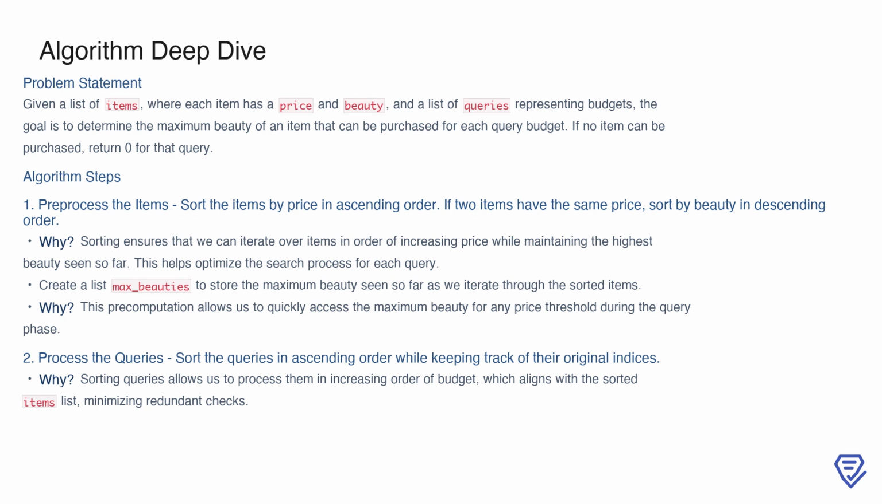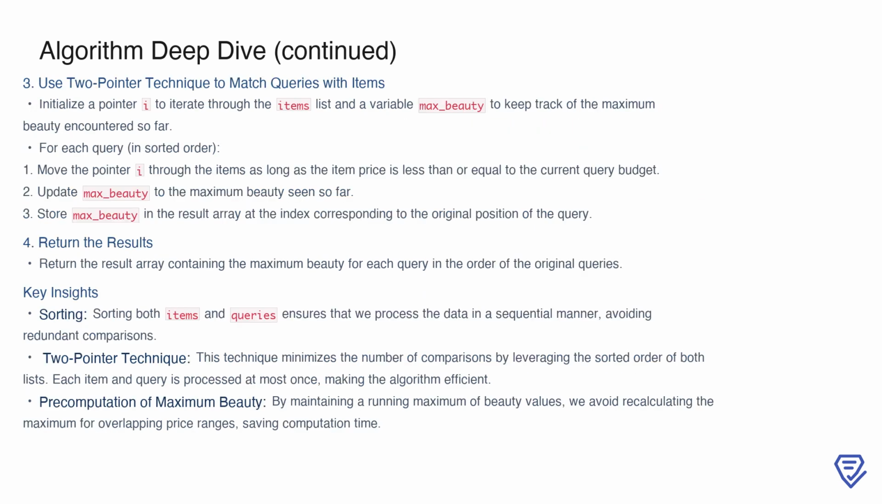Next, we sort the queries by their budget value while keeping track of their original indices. Sorting the queries in ascending order aligns them with the sorted items list, enabling us to minimize redundant comparisons during the search process. Now, we use the two-pointer technique to match queries with items efficiently. We initialize a pointer, i, to iterate through the sorted items list and a variable, max_beauty, to keep track of the highest beauty encountered so far.